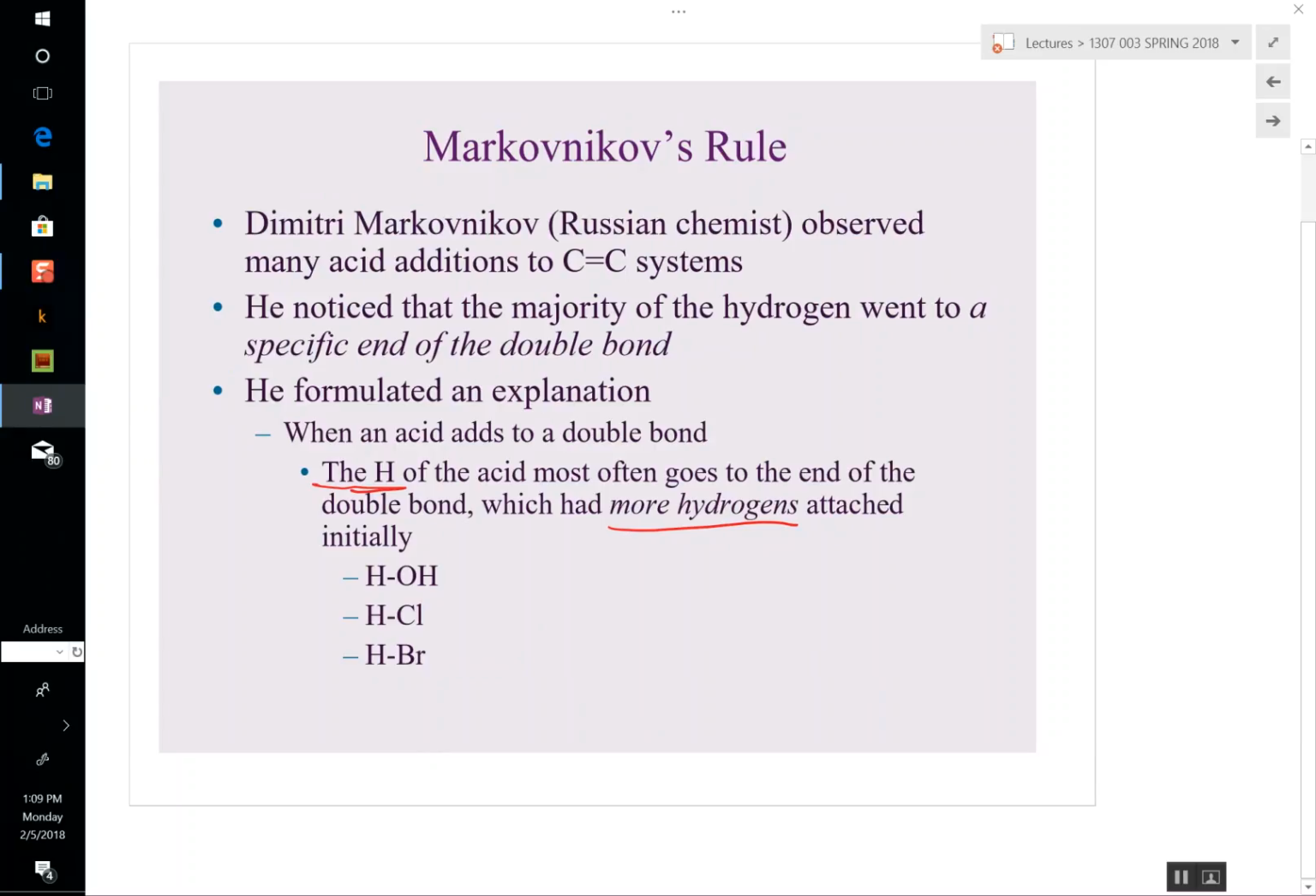Does the saying, the rich get richer, help you? Do you see? The carbon that has the most hydrogen gets more hydrogen. The rich get richer, if you want to put it down that way. We could probably argue about that, but it seems like it might be the case.